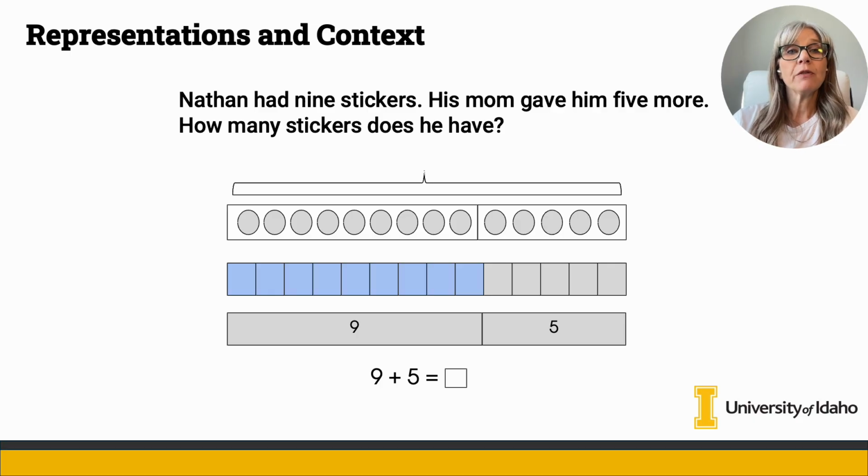Making connections between the visual representations and symbols, such as numerals and signs, strengthens their understanding of what is happening in the equation.